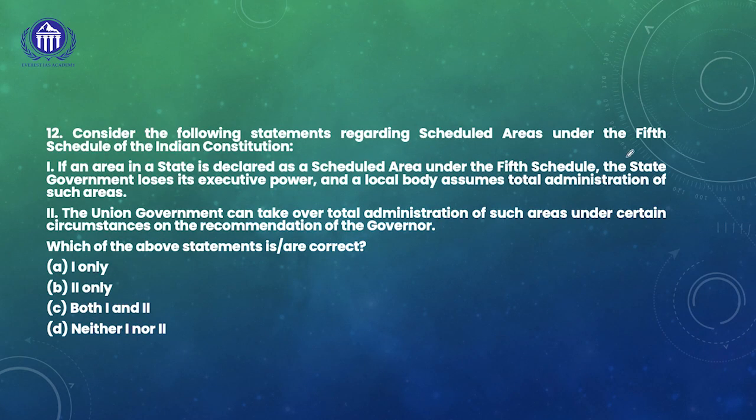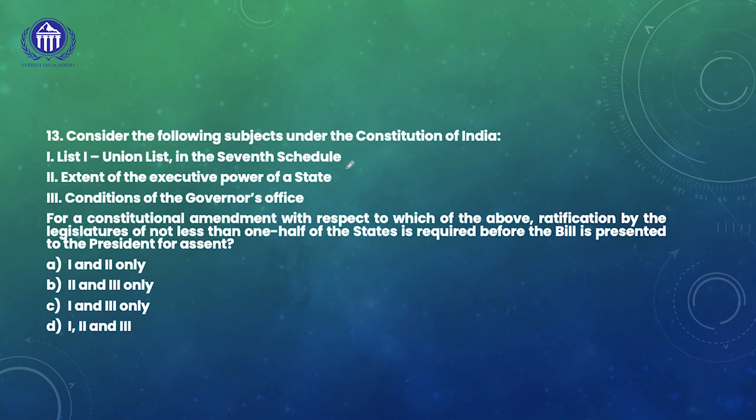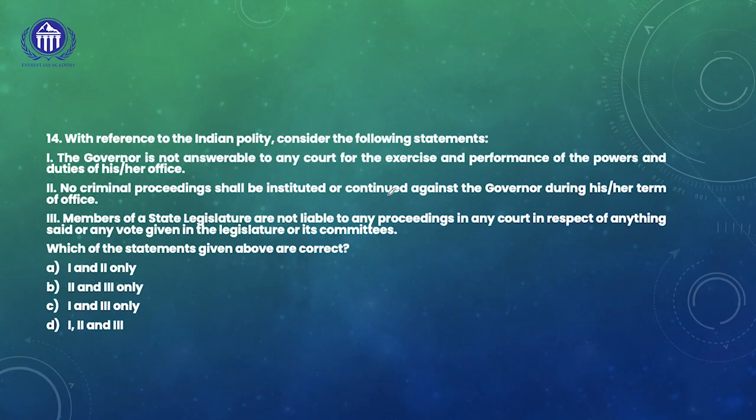And moving to the 12th question, here they are talking about the fifth schedule of the constitution. Students, not only fifth schedule, when you are reading for preliminary examination, you should focus on sixth schedule as well. These two talk about scheduled areas and scheduled tribes major provisions, and that will be usually asked in the preliminary examination. And moving to the next question, here they are talking about the seventh schedule, which is again important.